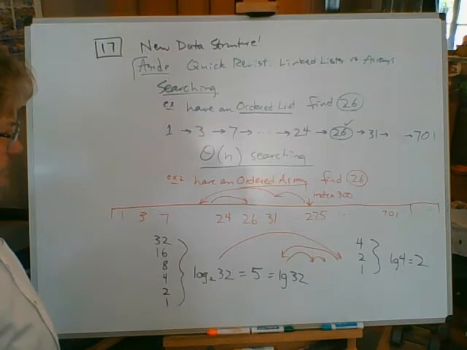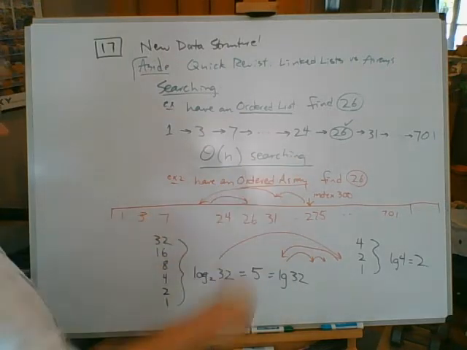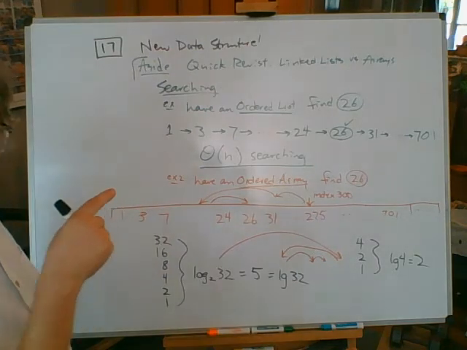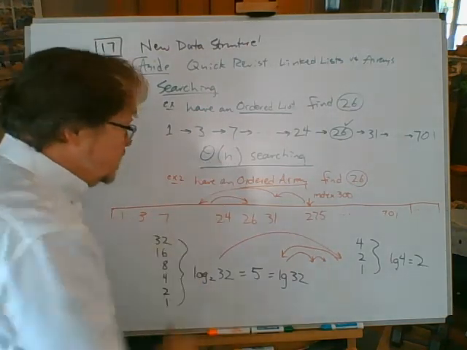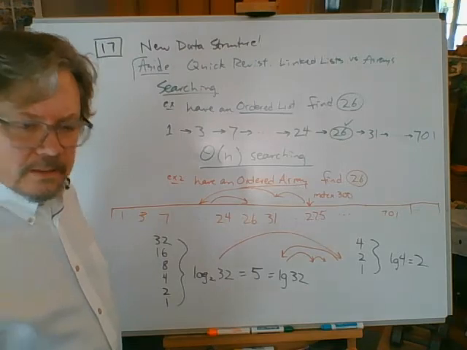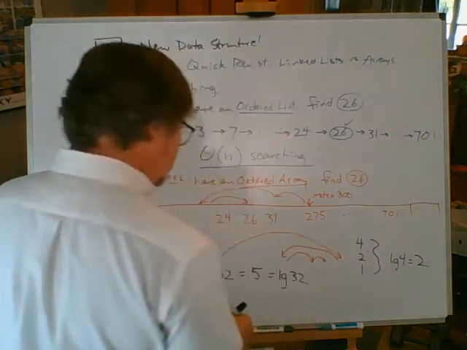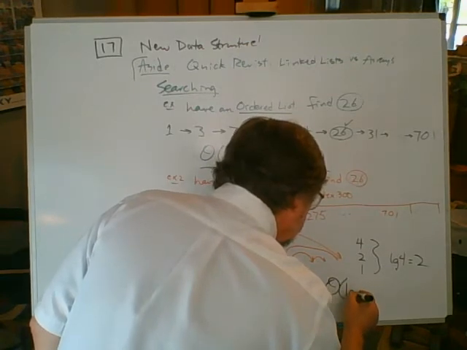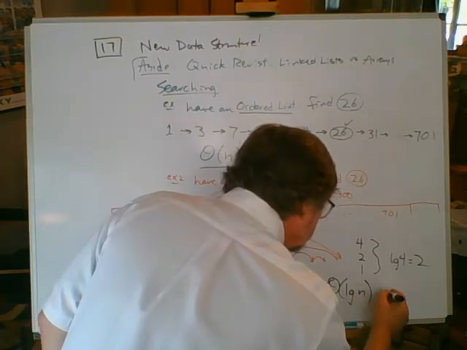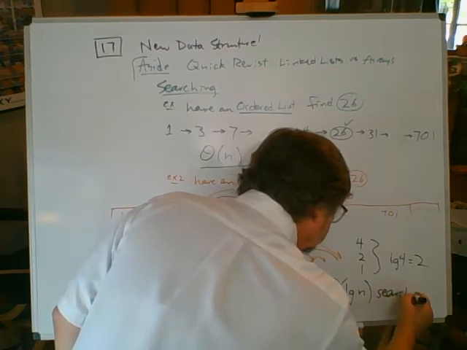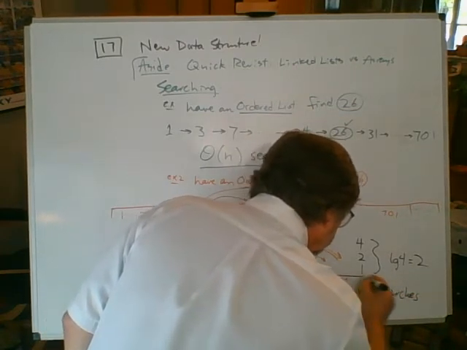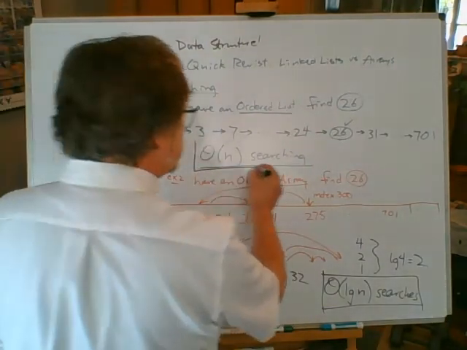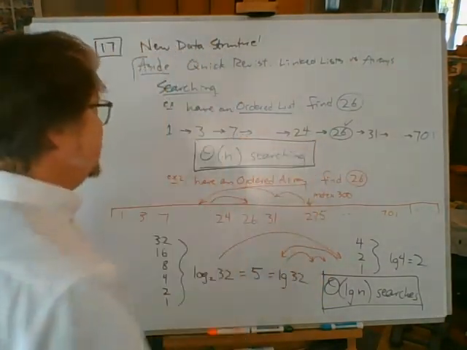What's all that black stuff for? Well, with an ordered array, searching is order, drum roll, log n rather than n. And I didn't leave any room for that. I'll put it way down here. Order, log, LG n searches. Put that in a box. That's the one that goes with the sorted array. Put this in a box. That's the one that goes with the linked list.